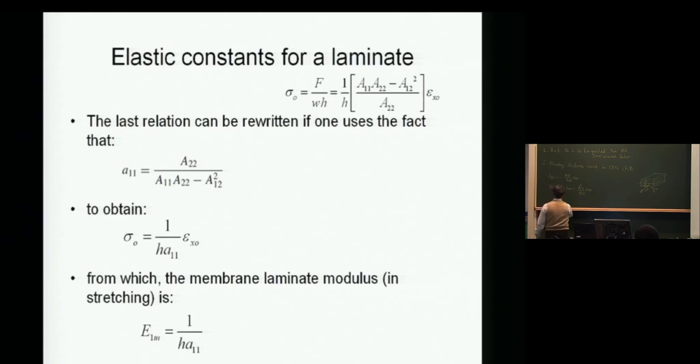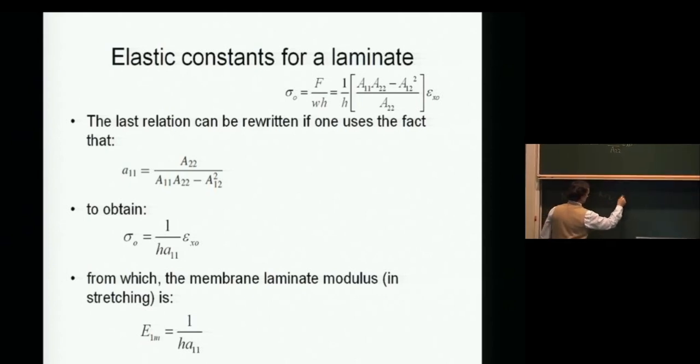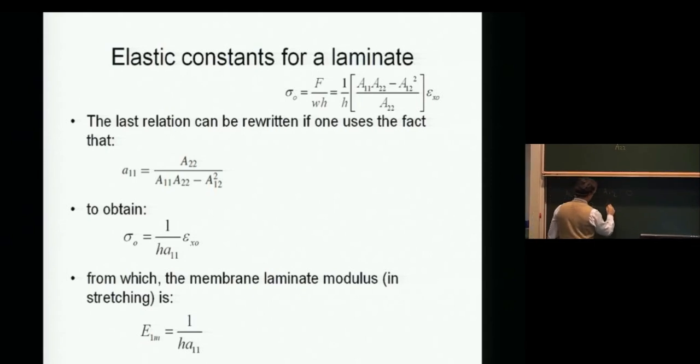And you might say, how do you know? Let's see if I can remember my matrix manipulation. So I have my A matrix is A11, A12, 0, for the case of a balanced laminate. So if I want to invert this, let's see. Let me move here to the right.